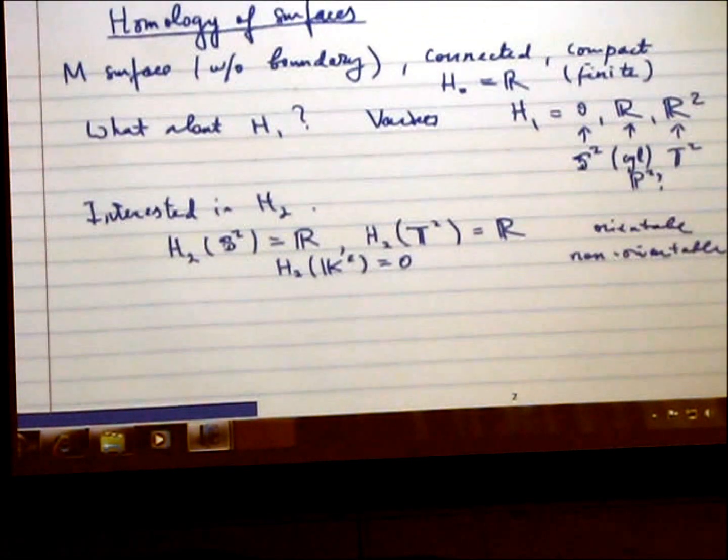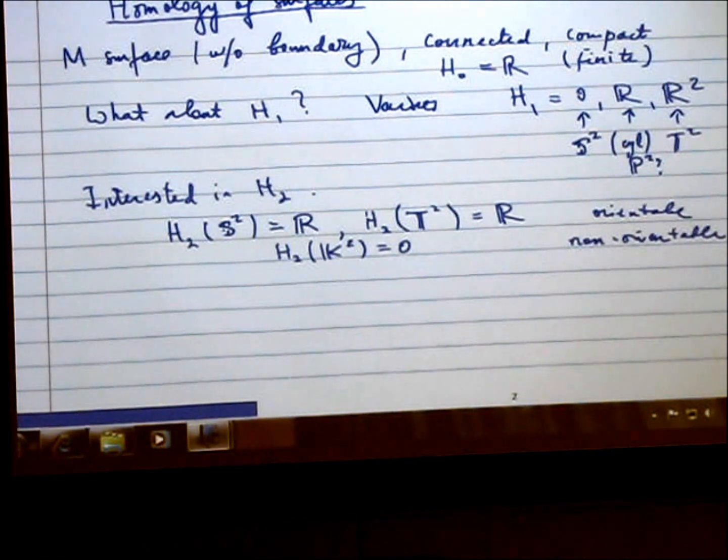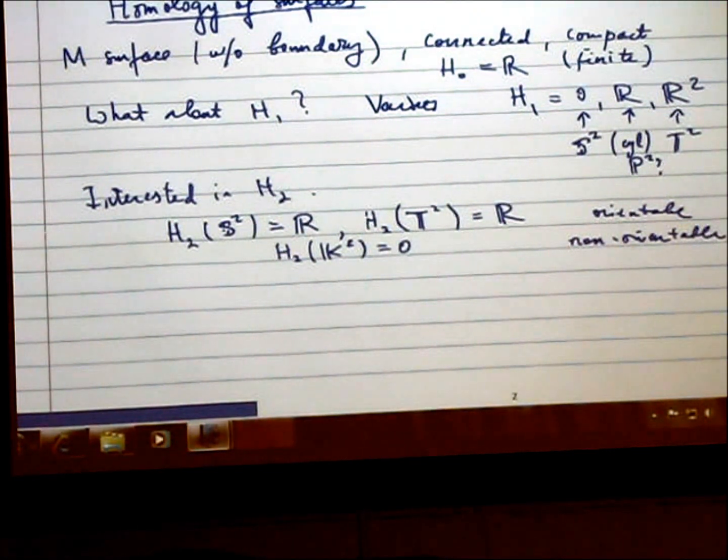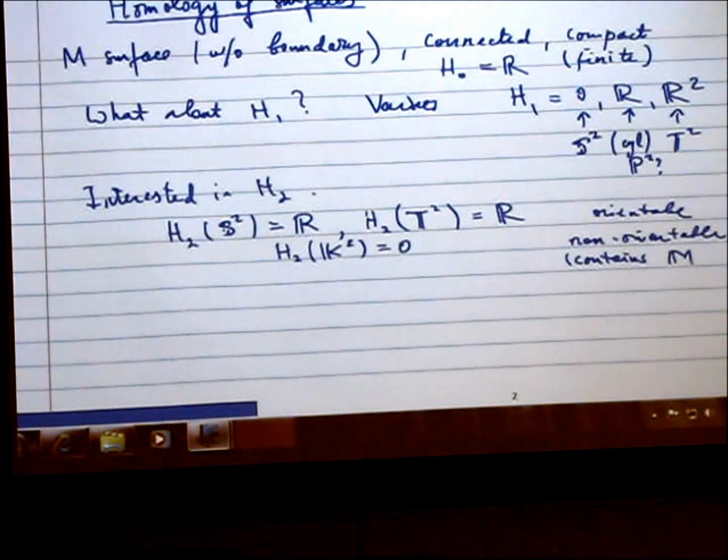In other words, we can actually classify or rather figure out the orientability of surfaces based entirely on the homology group. So suppose you have a cell complex which you know is a surface, and as usual you may have millions of those cells, and if you want to know whether it's orientable or not, it turns out that all you have to do is to compute the second homology group. The non-orientable surface was defined as the one that contains the Möbius band. Okay.